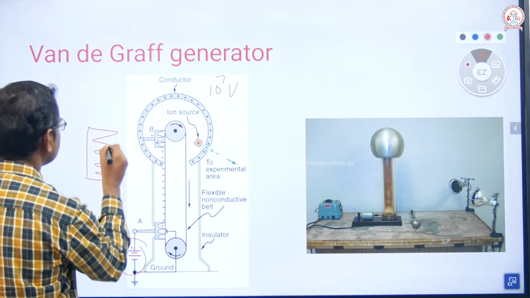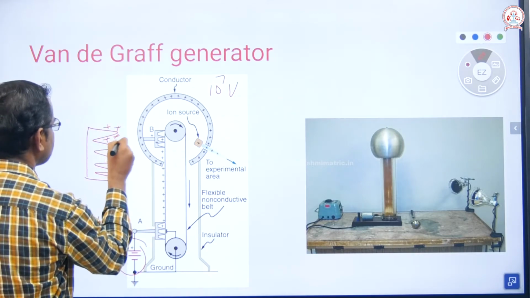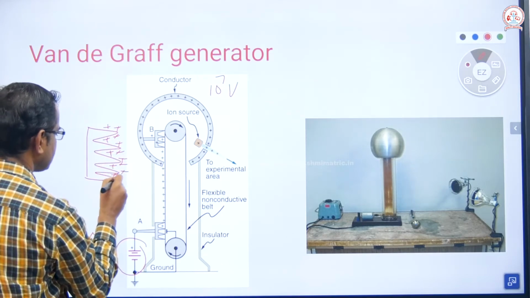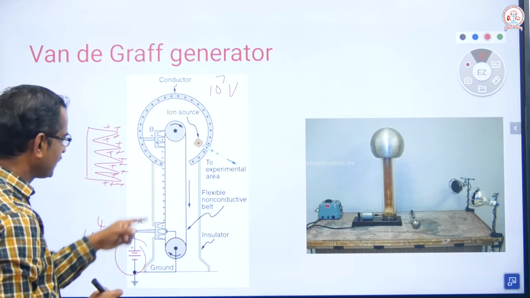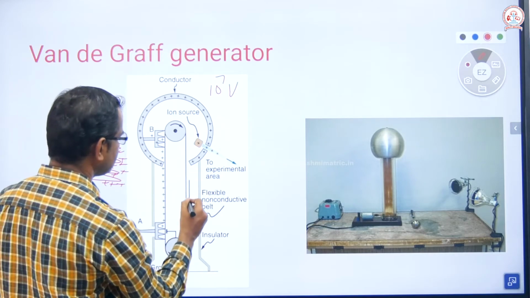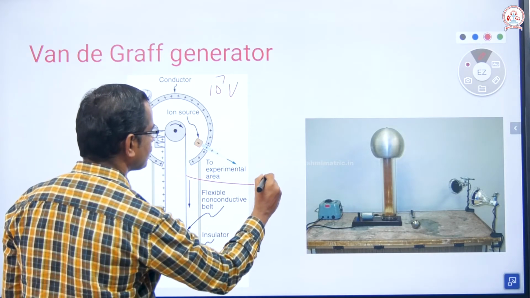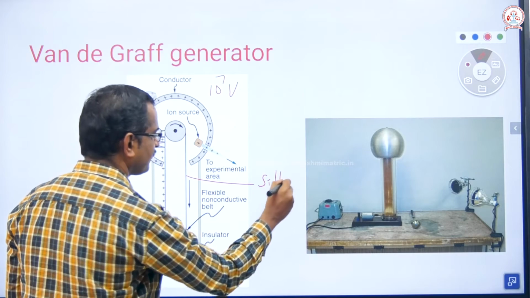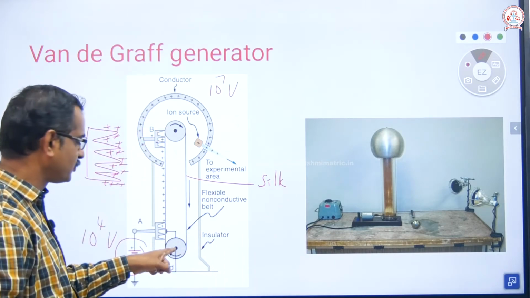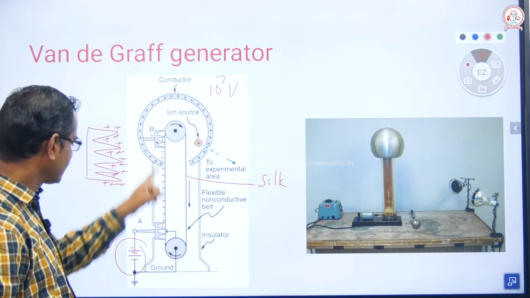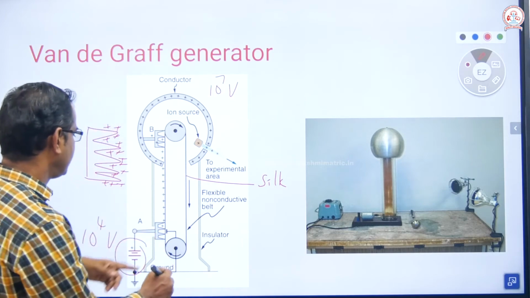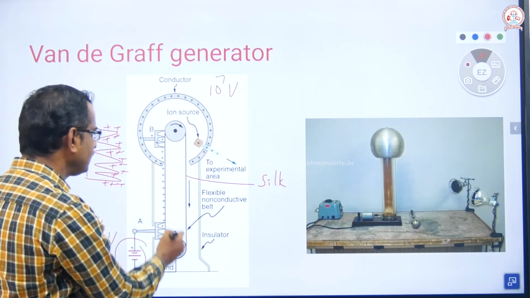So what happens? The concentration of positive charges will be more here. And this is a belt made up of an insulator like silk. There are two pulleys, and this pulley is rotated with the help of an external motor. Therefore, the belt will be rotating continuously.